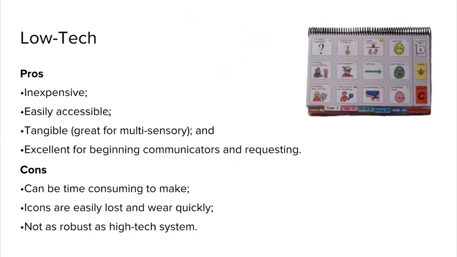They're also tangible. So if somebody needs something to grab onto, they provide a multisensory mode of communication, and that's really important for a lot of our adults, kids, people with communication disorders, and they're excellent for beginning communicators and requesting. So it might be a little bit harder to put some generative language together, which is an important thing for many people. But when someone's really just learning to quickly request and they're beginning communicators, this might be a really nice strategy.